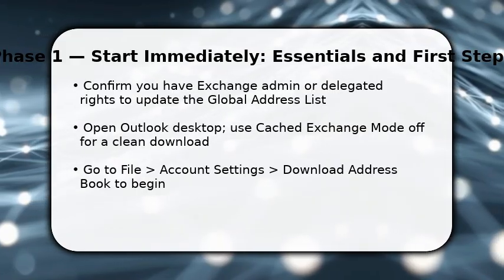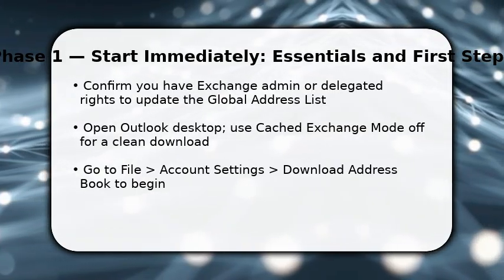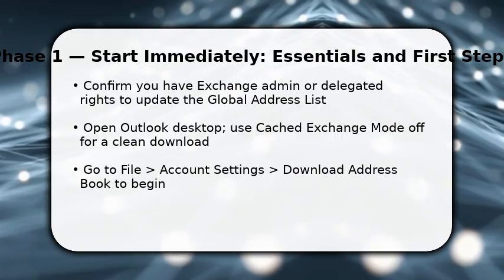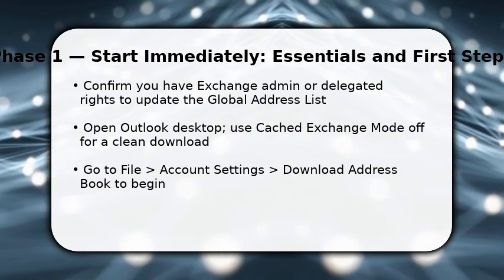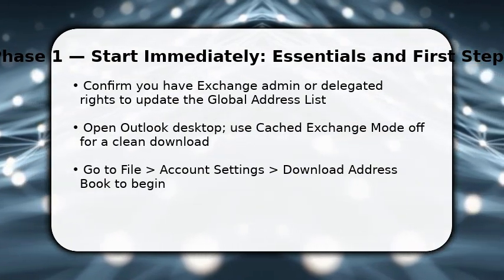This triggers the initial pull. Once done, Outlook will request the server copy. Make sure the address book type is set to Global Address List to avoid downloading a local copy instead.